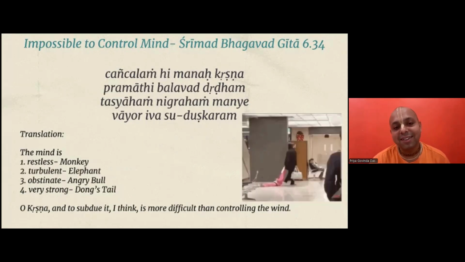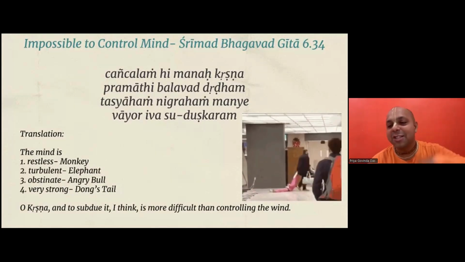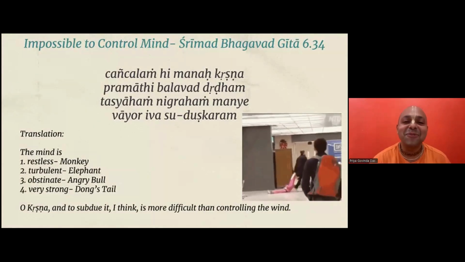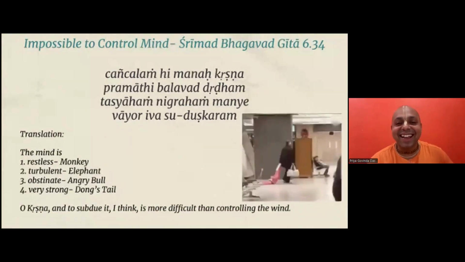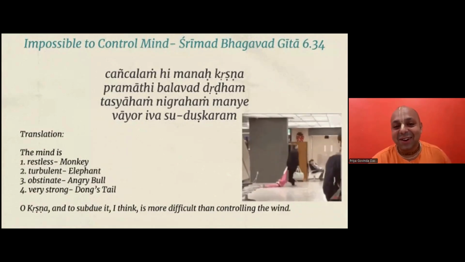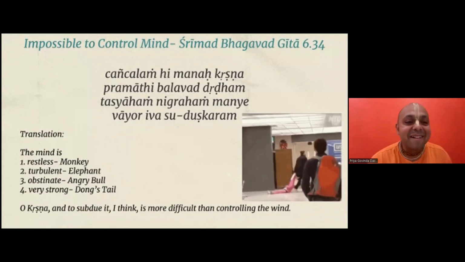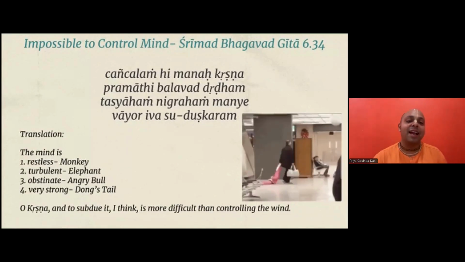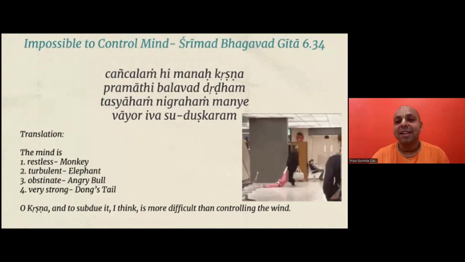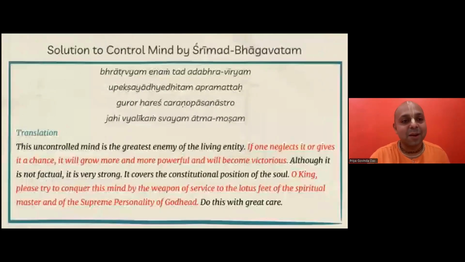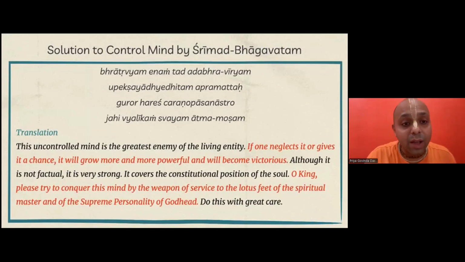And I have shown in the picture, the mind is like a child. A child has all these four qualities. You see that the father is catching hold of his child by the cap and dragging him, because the child is so obstinate, like a monkey. So Krishna says to Arjuna that it cannot be controlled. But then Krishna gives a solution. What is the solution? It comes in the Bhagavatam.